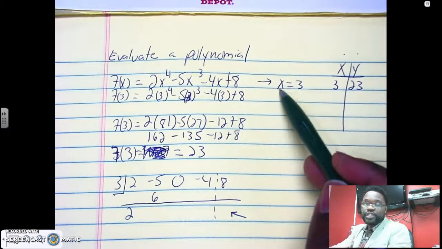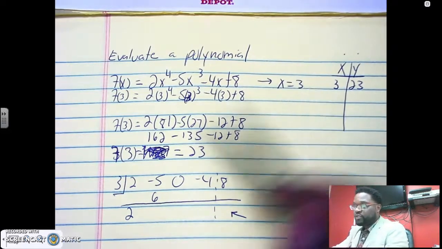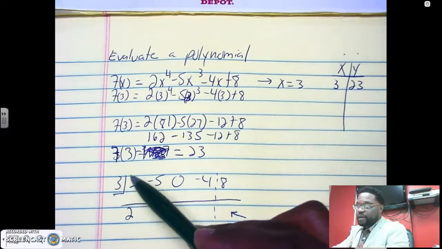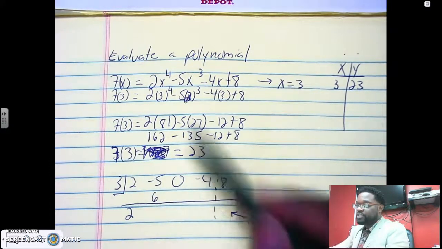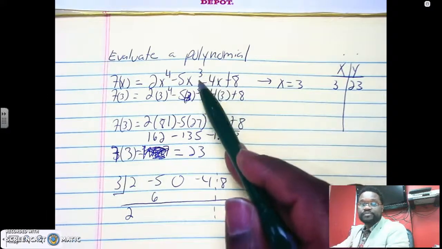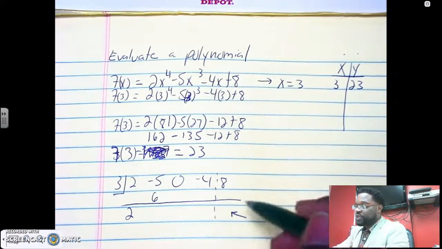It's not x minus 3 or x plus 3. So it's telling me what x is. So I put it there, and I put the coefficients all. Notice I put a 0 in because there is no x squared. And so now let's see if I get 23.